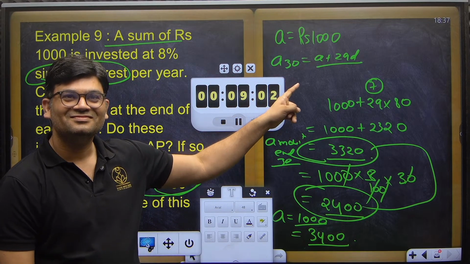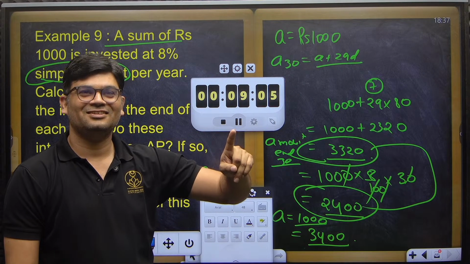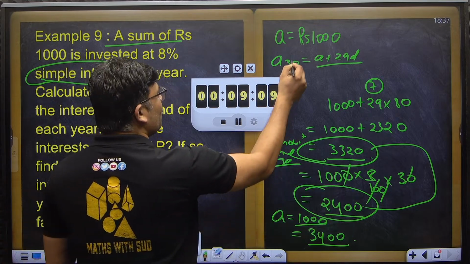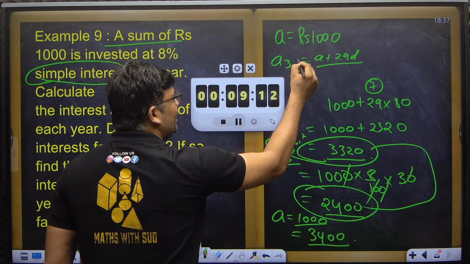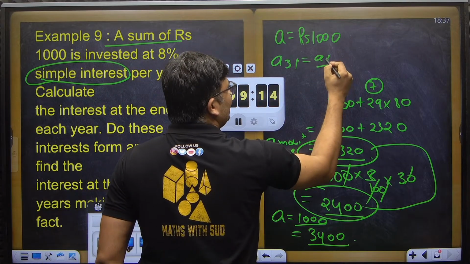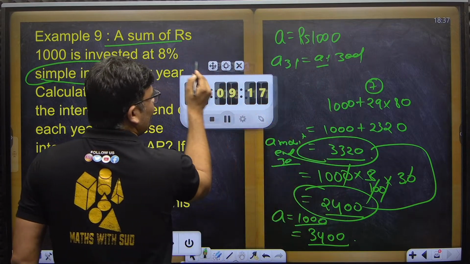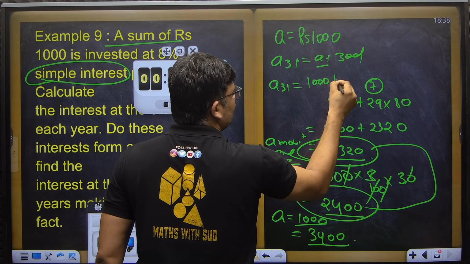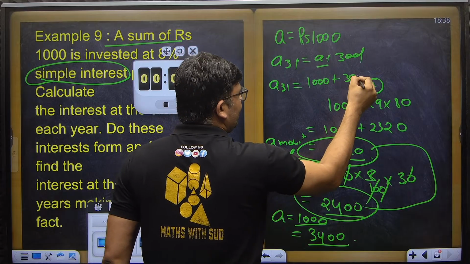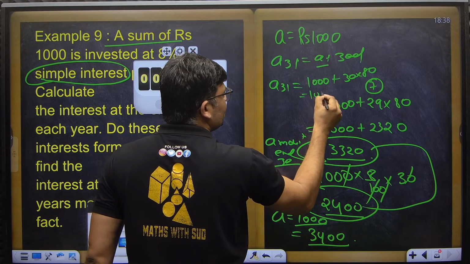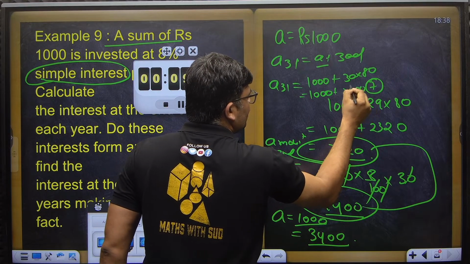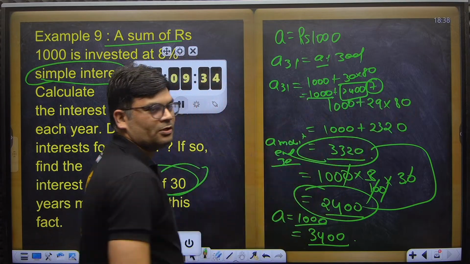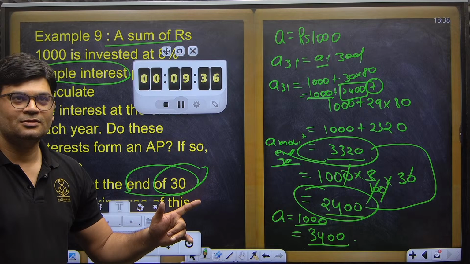Are you getting it? So it is like A plus 30D. This will not be 30, this will be 31, and this will be 30D. When you do A31, it will be 1000 plus 30 times D, which is 30 times 80, equal to 1000 plus 2400. So this is the interest and this is the principal, and the total is the amount. Did you get this? Yes, sir.